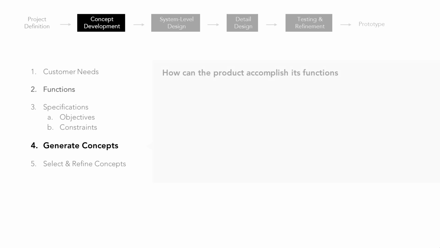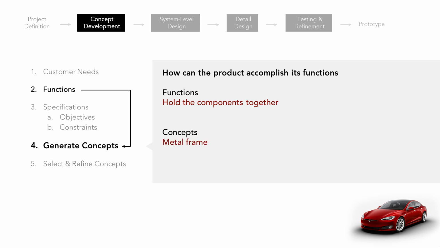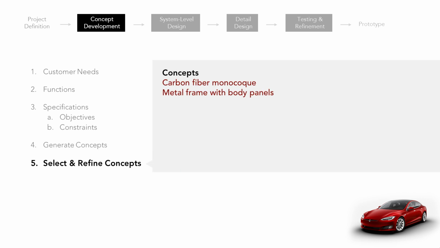We can do this by answering how the product can accomplish its functions. The car has the functionality to hold all of its components together, so we can use a metal frame for that. And it has to deflect air from the passengers, so we can use body panels for this. However, we can also use a fancy carbon fiber monocoque to accomplish both those functions at the same time and even increase performance. So we have a choice to make here, which is selecting what concepts we are going to use. And this is what specifications are for.